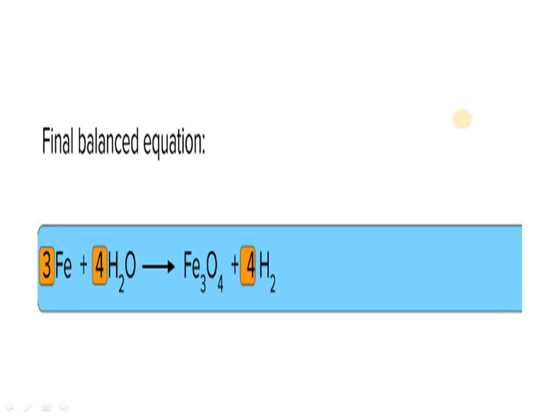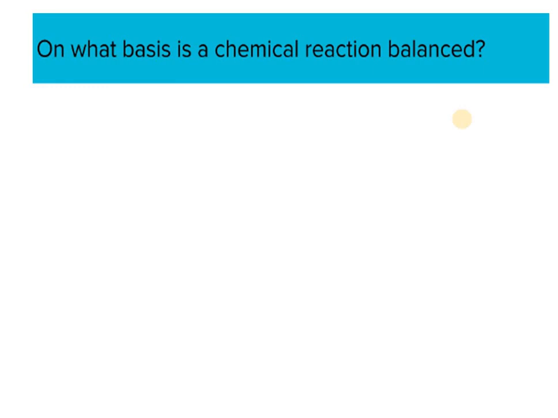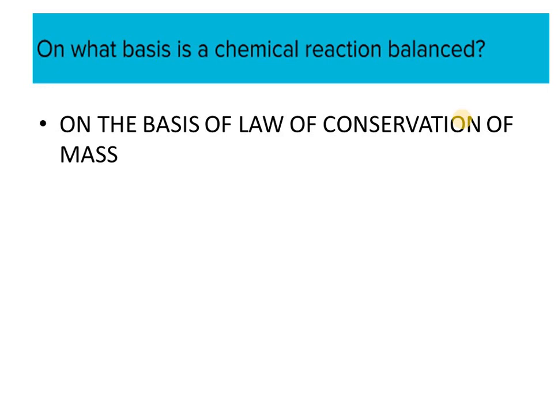Now let us solve one last question. On what basis is a chemical reaction balanced? Chemical reactions are balanced on the basis of the law of conservation of mass.